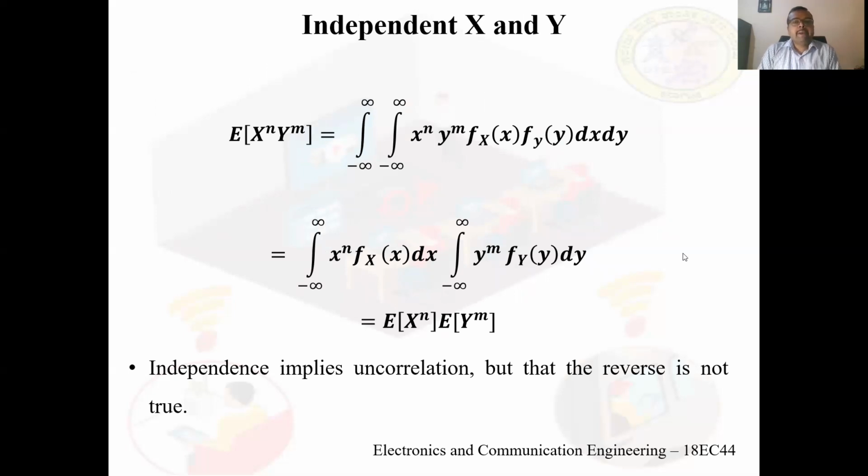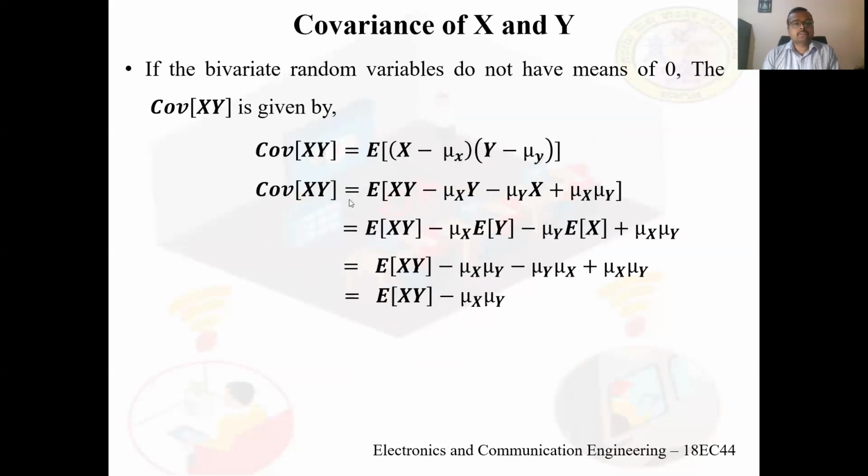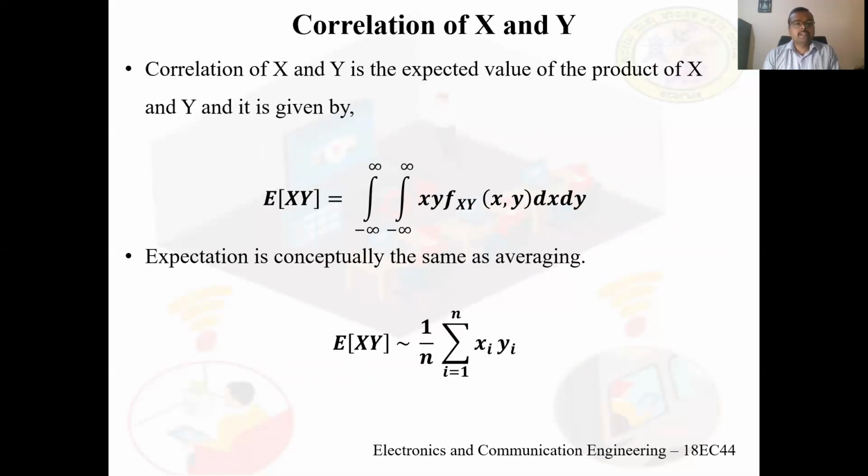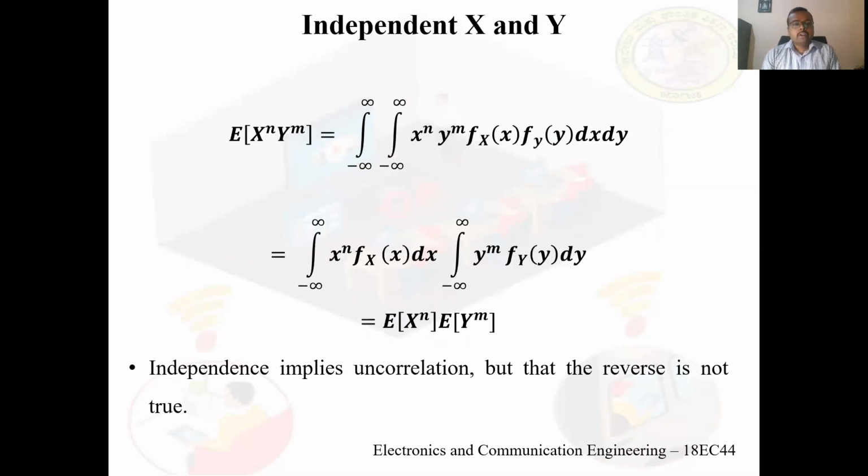Now, independent x and y. We already defined the correlation for x and y. What is the correlation we defined here? E[XY] is equal to integration from minus infinity to infinity, minus infinity to infinity, xy f_XY(x,y) dx dy. Now for the nth moment, in fact, we studied for a single random variable, the second order, third order. E of X^n is integration from minus infinity to infinity x^n f_X(x) dx.